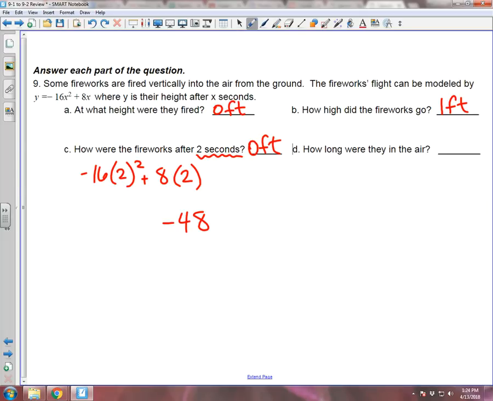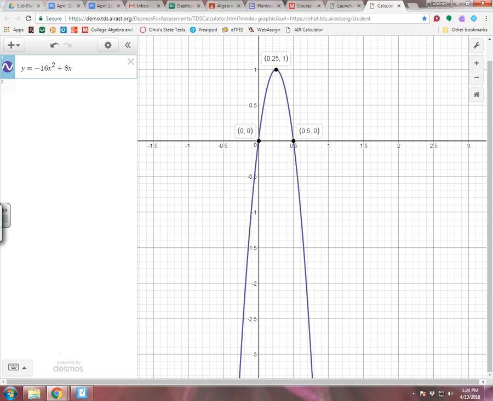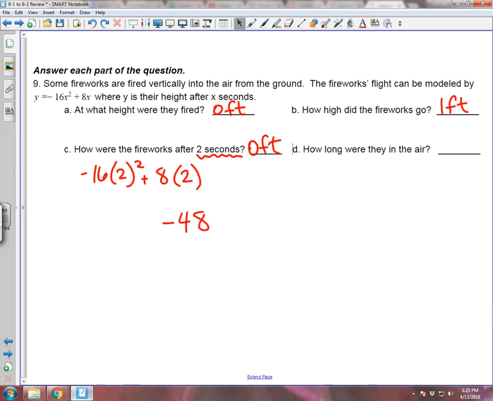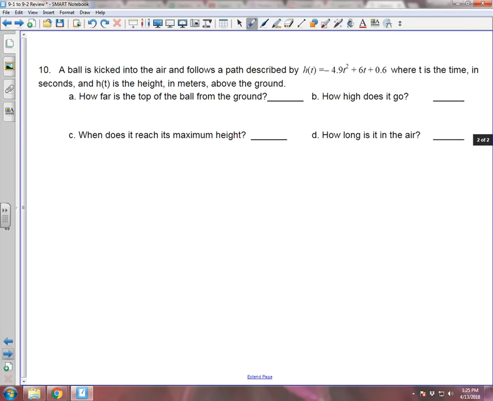How long were they in the air? Where do you see that? X-axis is the ground, so they were only in the air half a second. Yep, this was a dud. Half a second, it was back on the ground, only went 1 foot high. Number 10. Why don't you go ahead and get that in on Desmos, please?